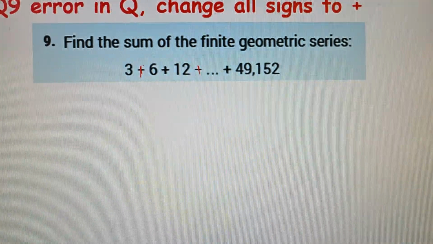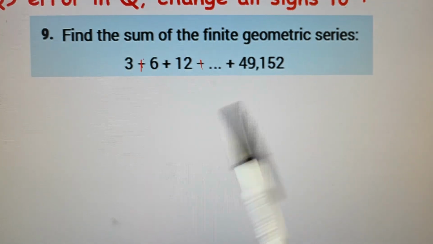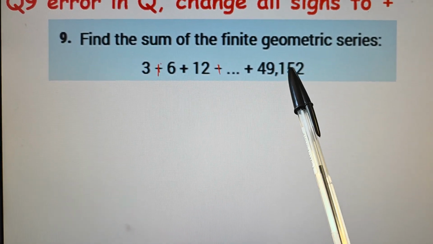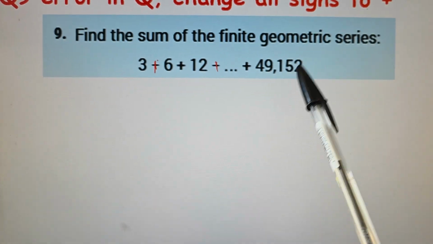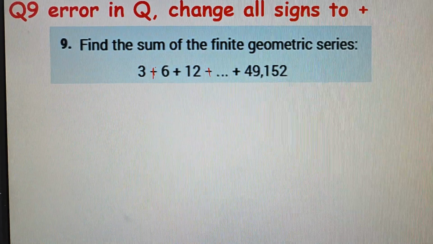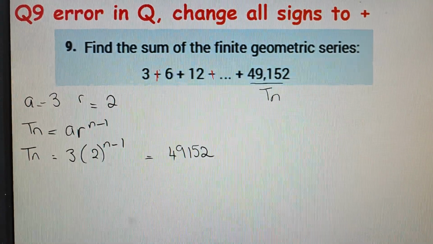So in order to get the sum of the geometric series, I'd need to know how many terms there are. Now, I know what the last term is, but I don't know how many terms that would have represented. Like, is that the 20th term? Is it the 100th term? So I need to find n first to see how many terms were actually in that sequence.